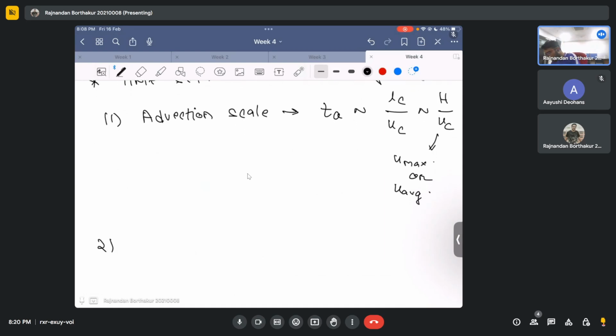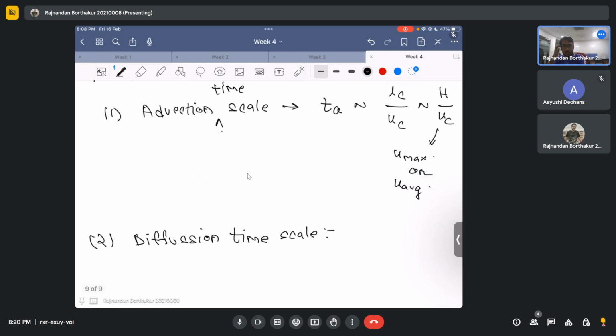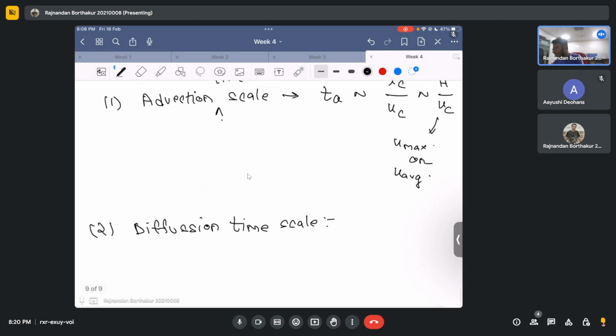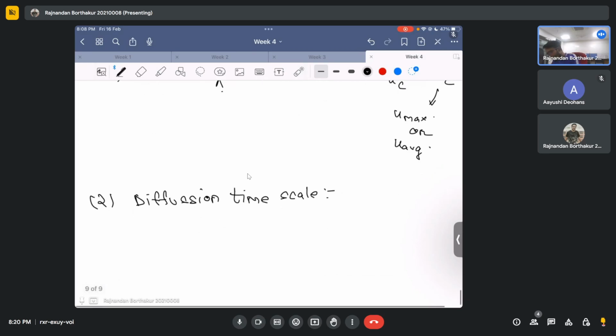So let's say I choose a different scale, and this scale is known as the diffusion time scale. So that was the advection time scale, and this would be the diffusion time scale. In order to find out what the diffusion time scale would be, I quickly write down the equation which governs the flow, which is nothing but the x direction equation. If I write down the x direction equation, it would be what?